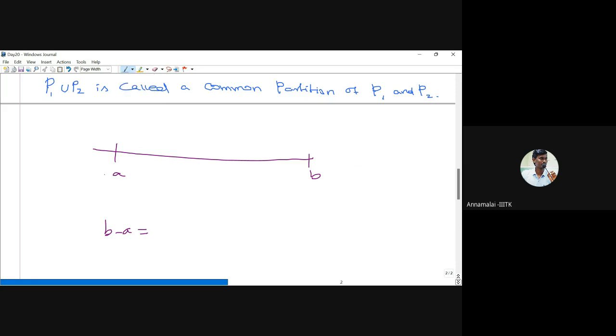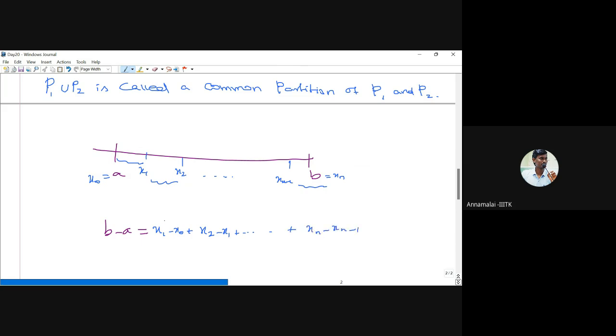Suppose I take this as x naught, and suppose I am taking this x1 and x2, etc., and this is x n minus 1 and this is x n. So this is one partition. Now, what is the length of this subinterval? x1 minus x0, plus the length of this one, x2 minus x1, and so on, and the last one, plus x n minus x n minus 1.